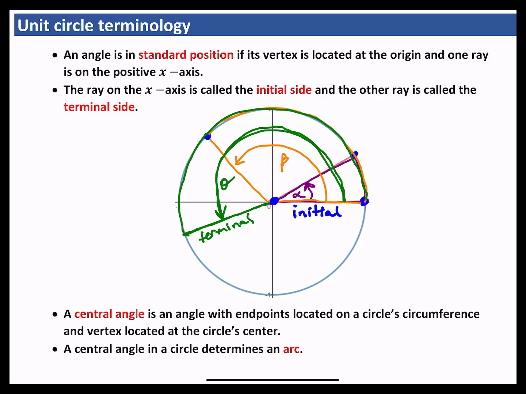In the next video, we will look at central angles and their relationship to the length of an arc on the unit circle.